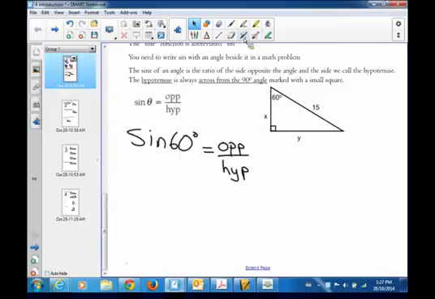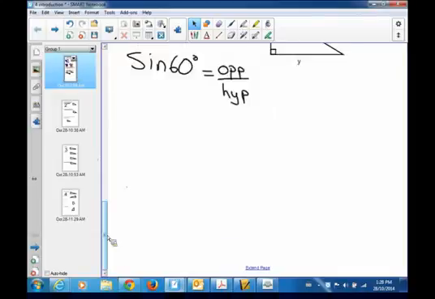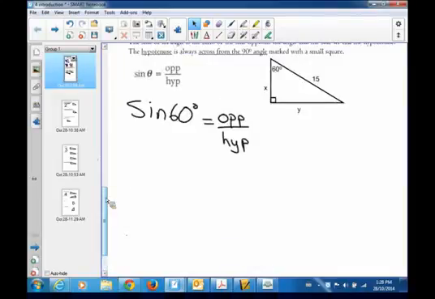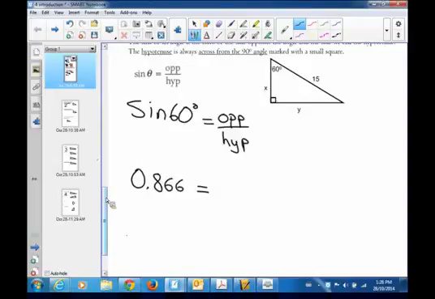Then, use your calculator. Many calculators make you put the 60 in first and then hit sine. You get decimal 0.866. If you don't, you might be on a weird mode. Let me know. Some calculators you have to hit sine first and then hit 60 degrees too. TI calculators tend to be like that. Depends which model you have. So I'm going to put in 0.866 equals.